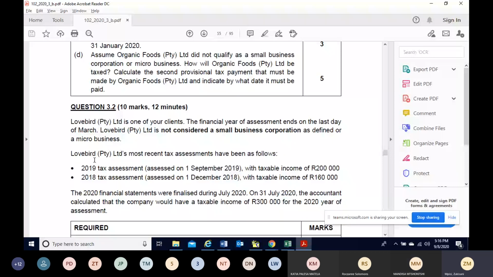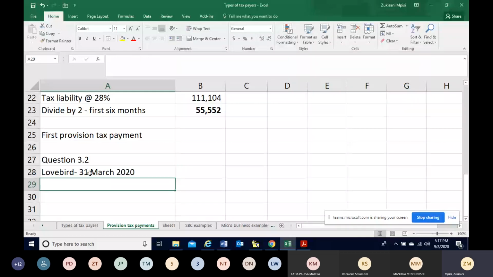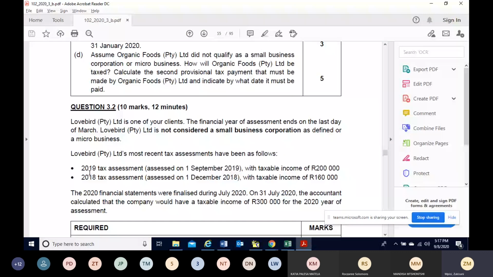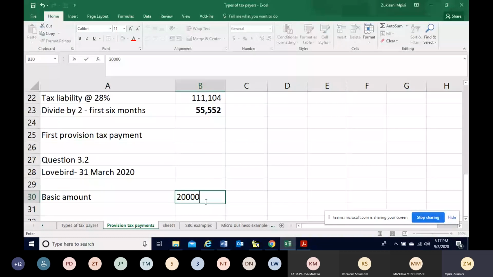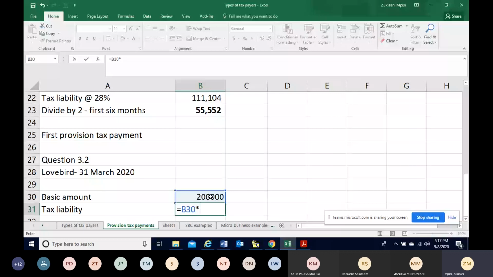So remember, the first assessment would have been assessed. It's not within the 14 days. So it was assessed on the 1st of September. An assumption that we have to make here is that LoveBed's financial year ends on the 31st of March 2020. So in this case, to calculate the first provisional payment, the basic amount that we would have to look at is in the previous year of assessment, which we have been provided. When was it assessed? So we can see that the notice of assessment was on the 1st of September. So which means that we are able to take this basic amount of how much? 200,000. And then we can calculate the tax liability. It's going to be 200,000 multiplied by 28%, which is 50,000.